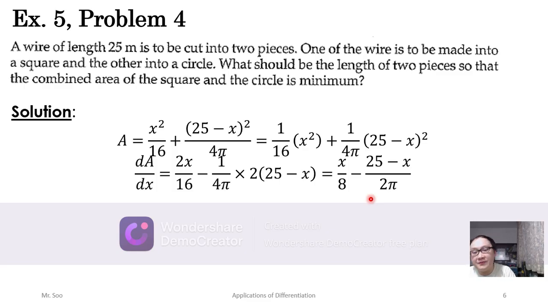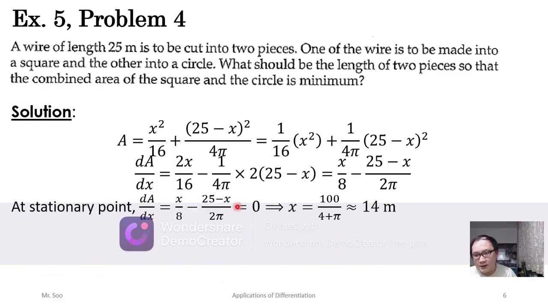Then from here you find the stationary value. For the stationary value, dA over dx equals 0. Then you solve for x, so your x is 100 divided by 4 plus pi, which is approximately 14 meter. Same thing, to deduce that the combined area is minimized, we use the first or second derivative test to make our conclusion.